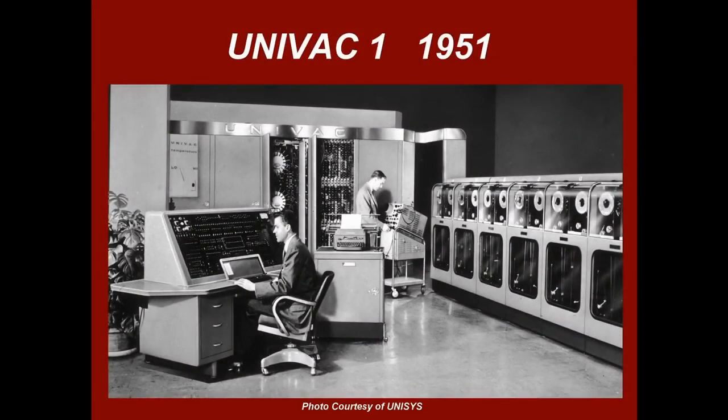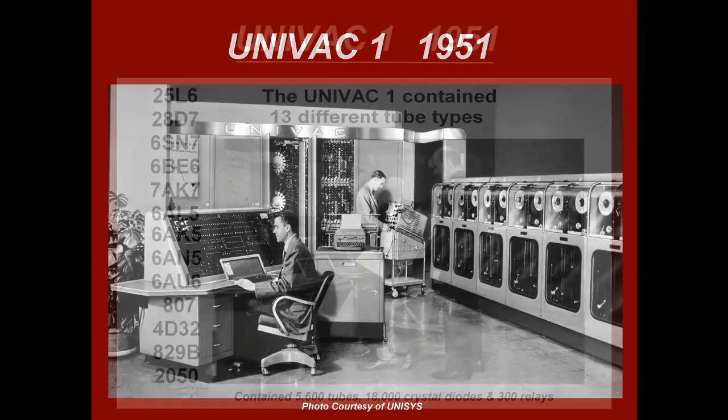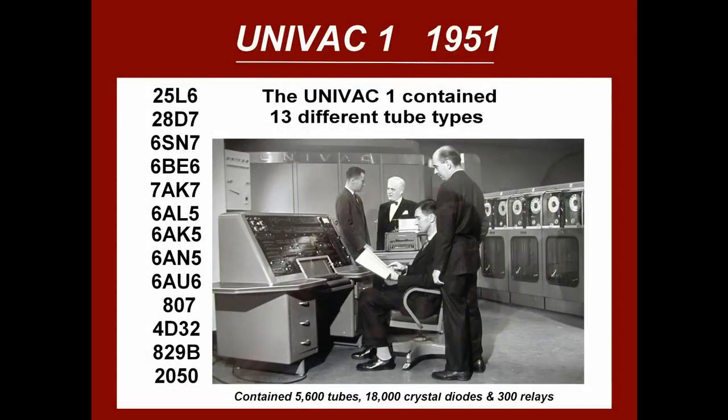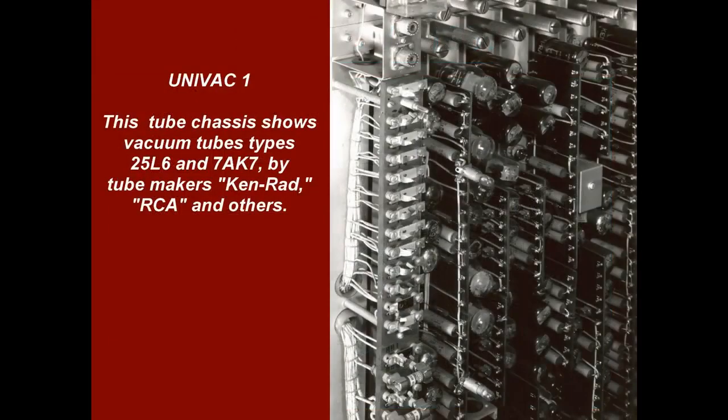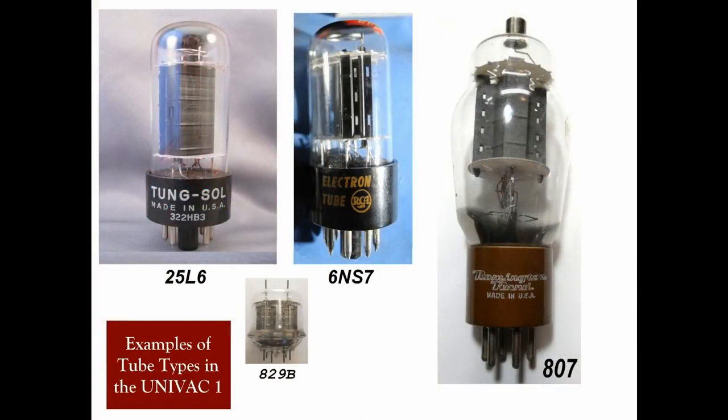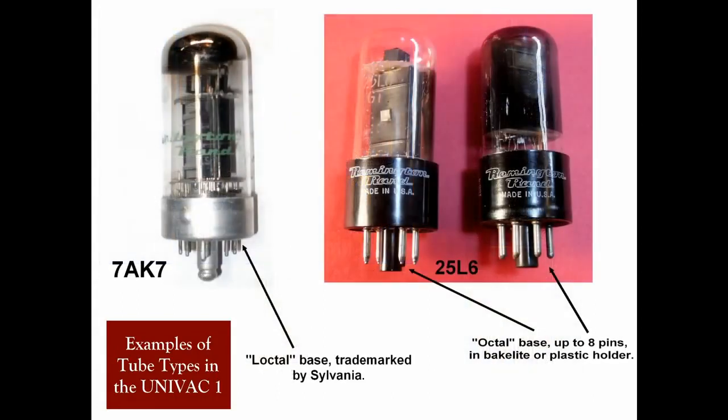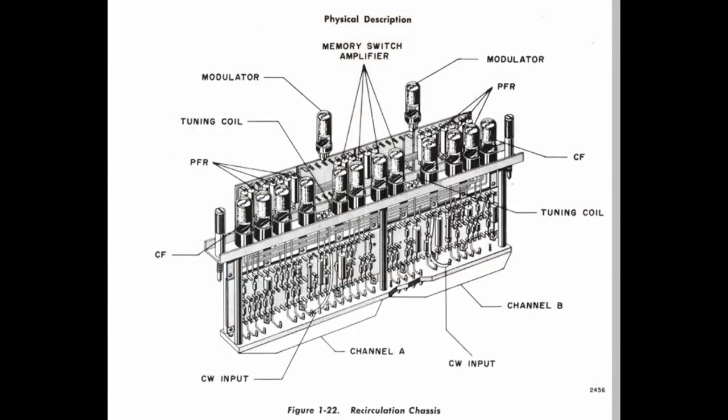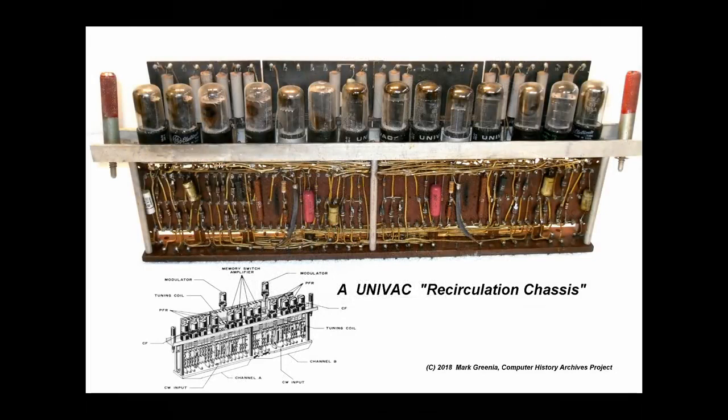The following slides list 13 of the tube types found in the UNIVAC 1 and show some examples. The UNIVAC 1 was 25 feet by 50 feet in length, containing nearly 5,600 tubes, 18,000 crystal diodes, and 300 relays. It utilized serial circuitry, 2.25 MHz bit rate, and had an internal storage capacity of 1,000 words or 12,000 characters. This is an original UNIVAC tube chassis, nearly 2 feet long.